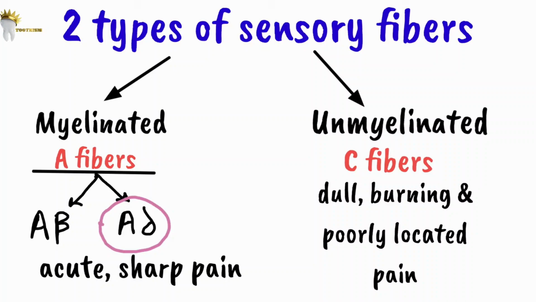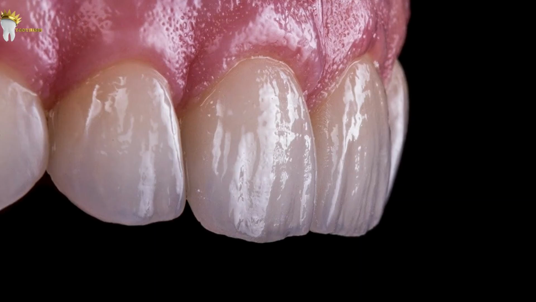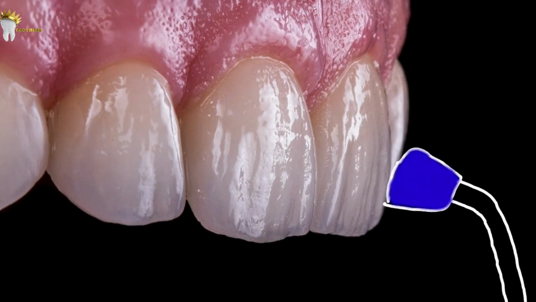The most widely used pulp vitality testers that are being currently used assess the integrity of the A delta fibers. So the stimulus is applied to the outer surface of the tooth. If A delta fibers are stimulated, the patient will report a short, sharp sensation from the tooth, and this indicates that the A delta nerve fibers are functioning.